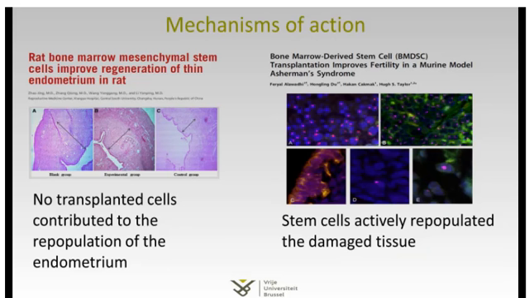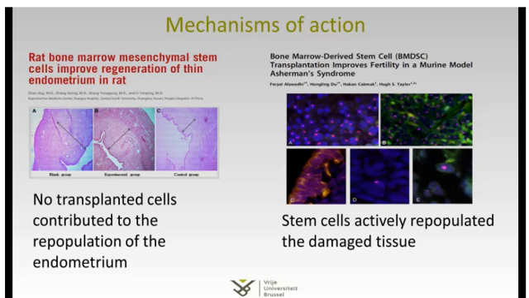Again, what's the mechanism of action of these cells that we just showed? Here, the situation seems a bit different from erectile dysfunction, because, for example, in the paper on the left, they came to the conclusion that no transplanted cells contributed to the repopulation of the endometrium. What they did was basically transplant male stem cells, and then when they checked the endometrial tissue, they looked for the Y chromosome, and they didn't find any cell with the Y chromosome, so no transplanted cell was actively integrated in the tissue.